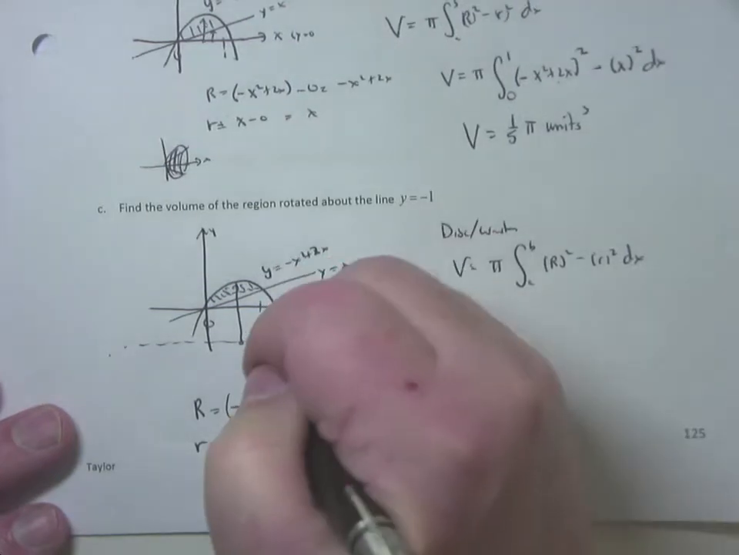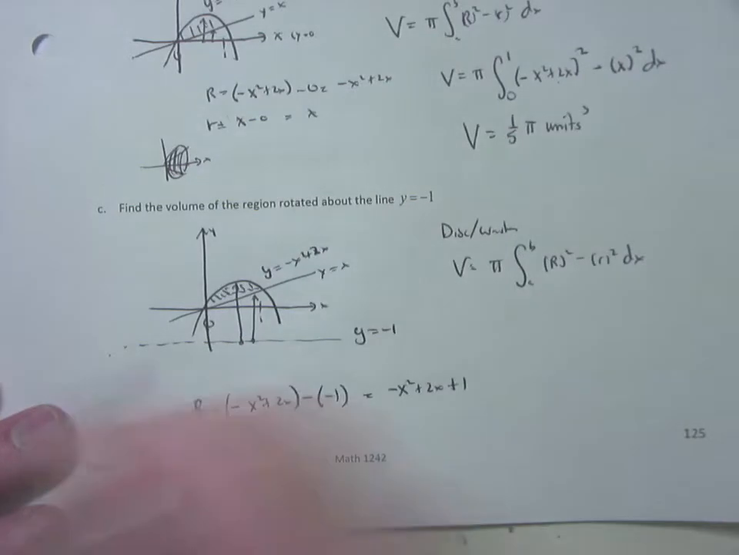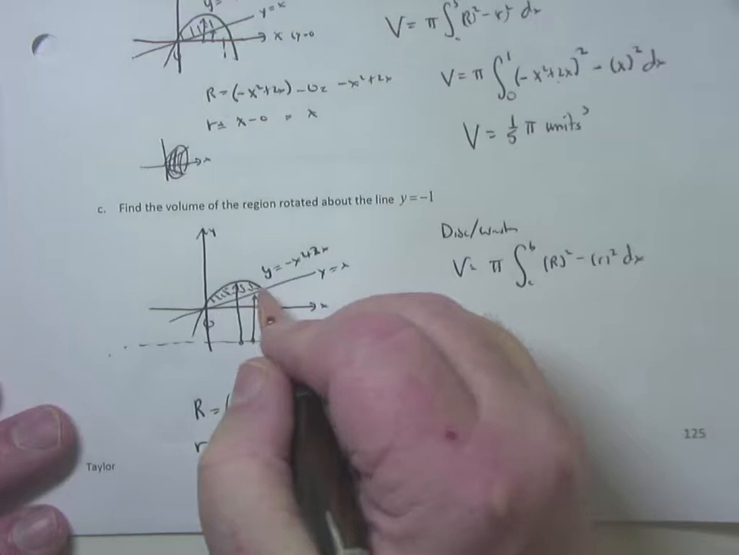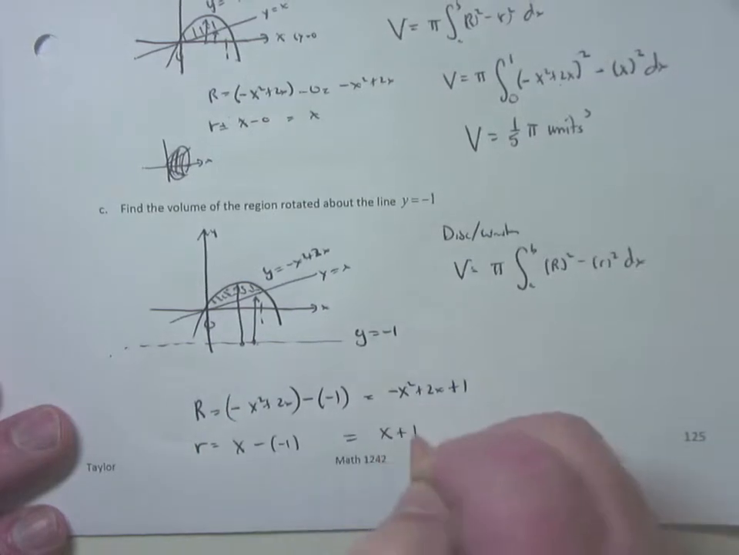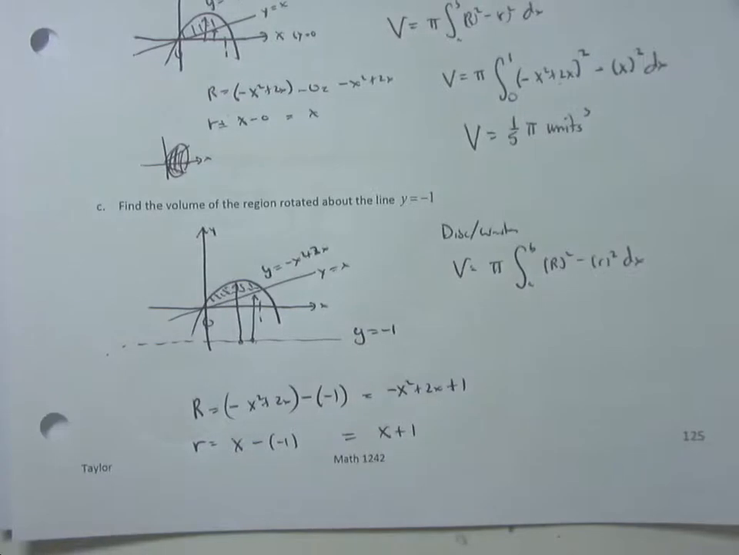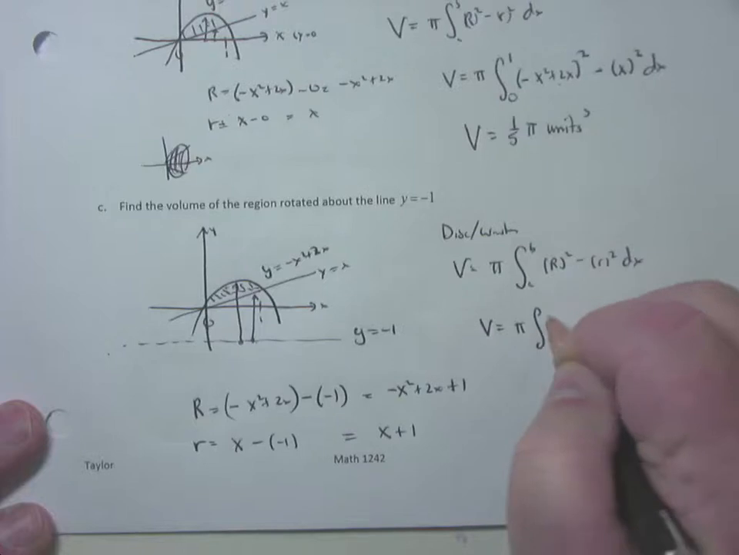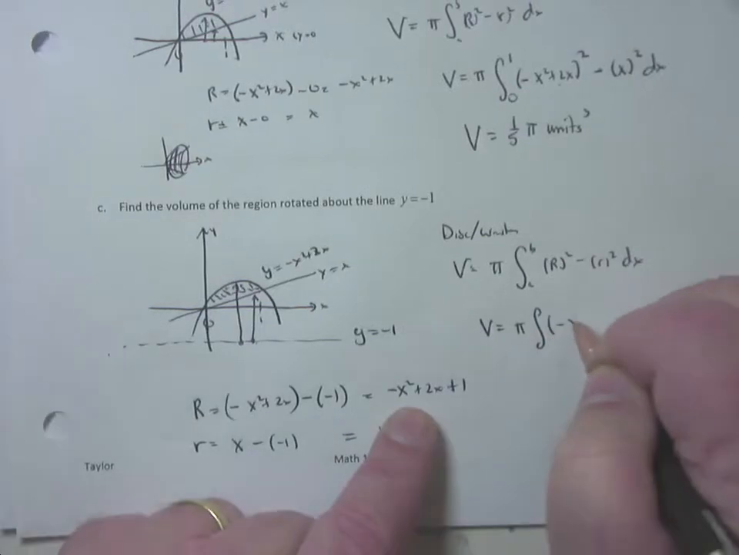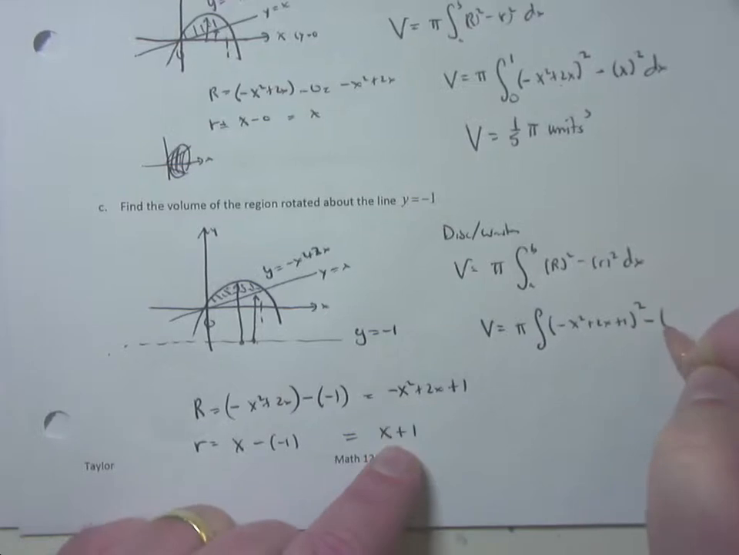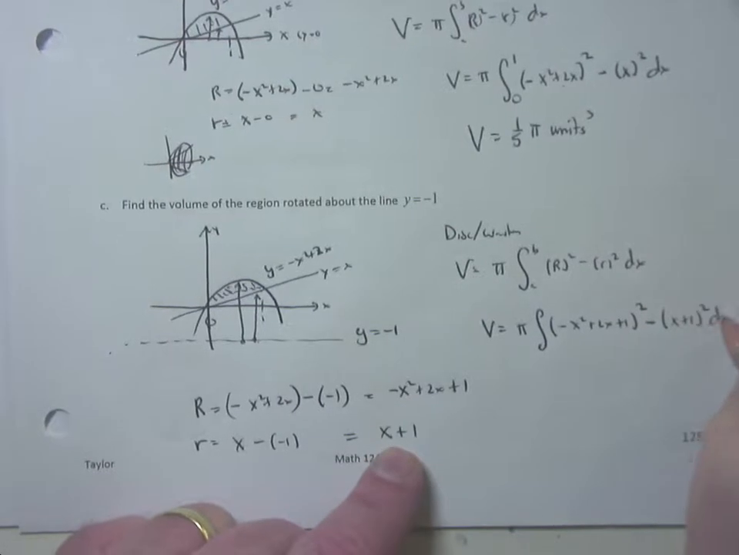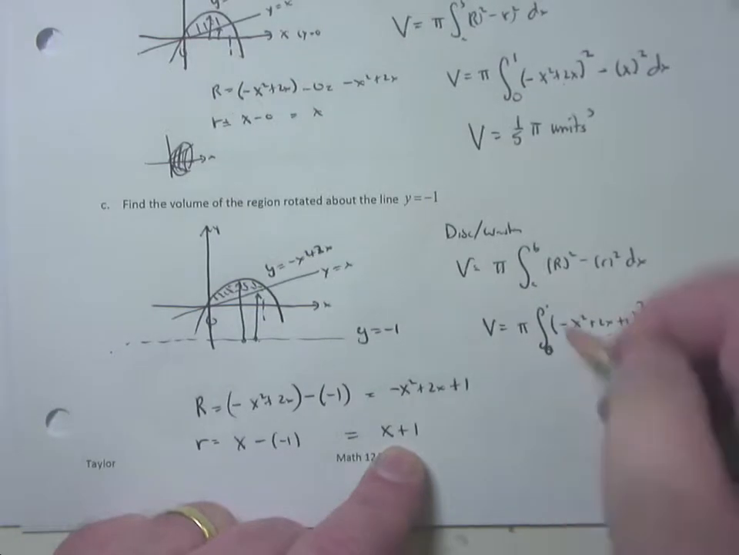Your little radius is from the axis of rotation to the inside edge. The inside edge is x, top minus bottom, so it'll be x minus negative 1, which makes it x plus 1. Does that make sense? So volume would be equal to pi times the integral of your big functional radius, negative x squared plus 2x plus 1, squared, minus your little radius, x plus 1, squared, dx from a to b. And a would be 0, and b would be 1.